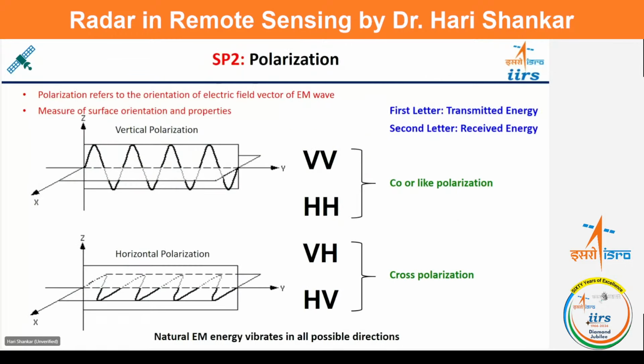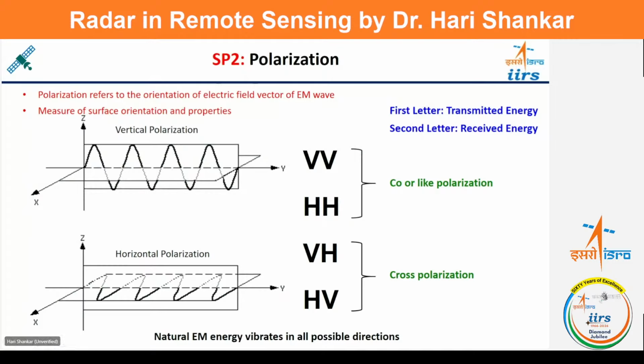Now the second parameter is the polarization. As we have already mentioned, we discussed three polarizations yesterday, but here only plane polarizations are mentioned. Plane polarizations may be horizontal or vertical. So in radar images, the polarization of the images is basically explained by these two letters. H stands for horizontal, V stands for vertical.